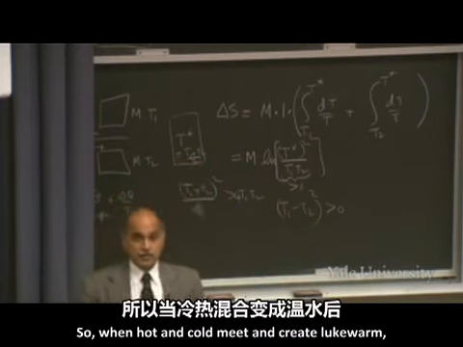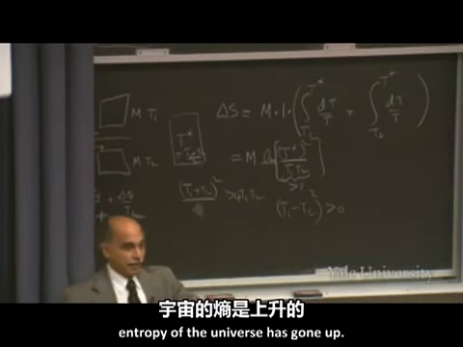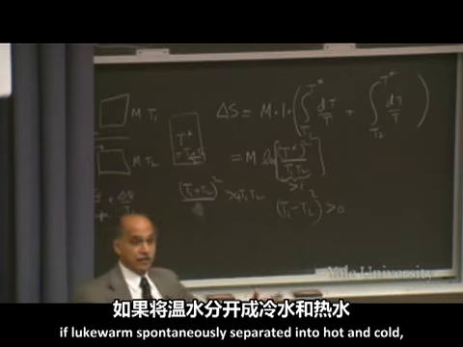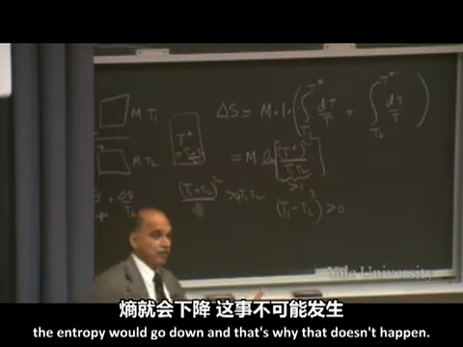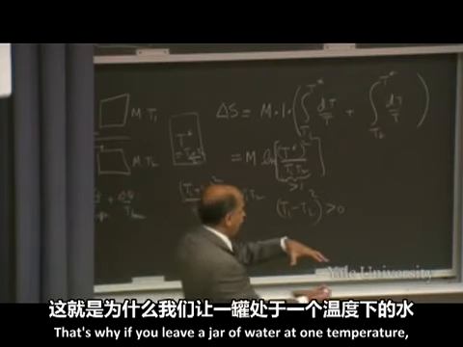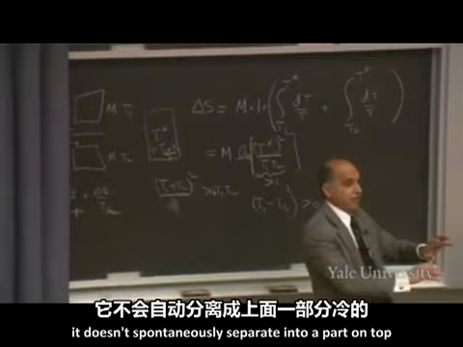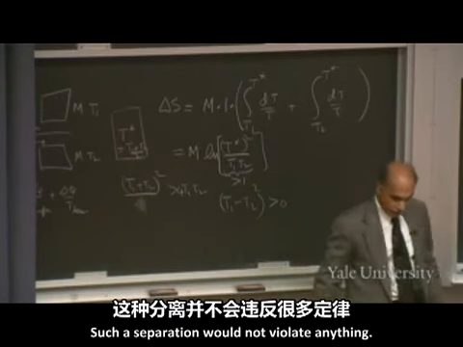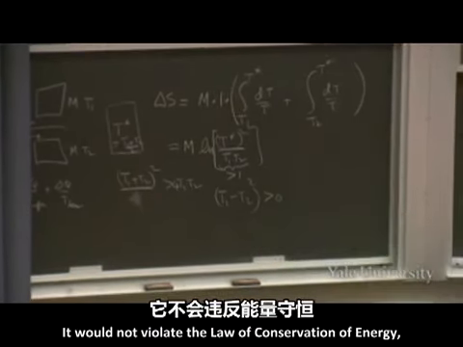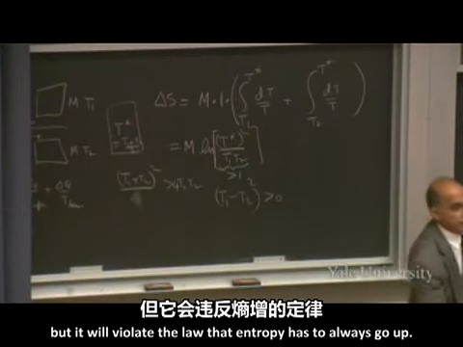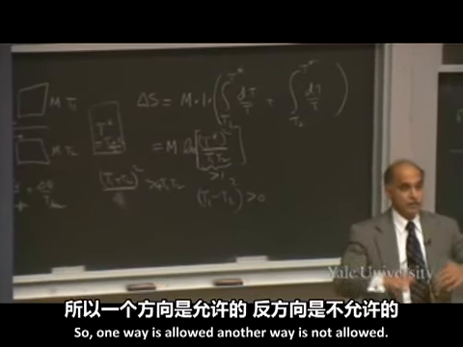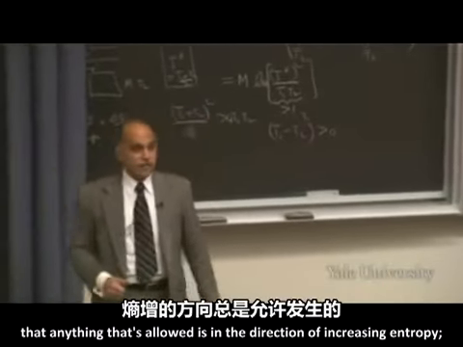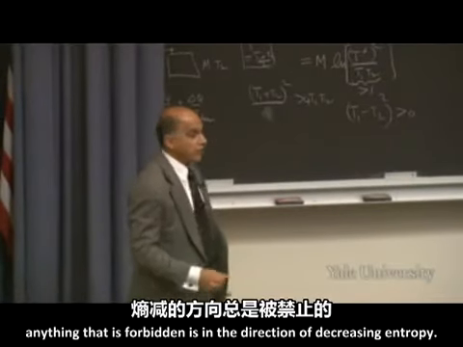So when hot and cold meet and reach lukewarm, entropy of the universe has gone up. It follows, therefore, if lukewarm spontaneously separated into hot and cold, the entropy would go down, and that's why that doesn't happen. That's why if you leave a jar of water at one temperature, it doesn't spontaneously separate into a part on top, which is cold, and a part on bottom, which is hot. Such a separation would not violate anything. Okay? It would not violate the law of conservation of energy, but it would violate the law that entropy has to always go up. So one way is allowed, another way is not allowed. So you see over and over again that anything that's allowed is in the direction of increasing entropy. Anything that's forbidden is in the direction of decreasing entropy.